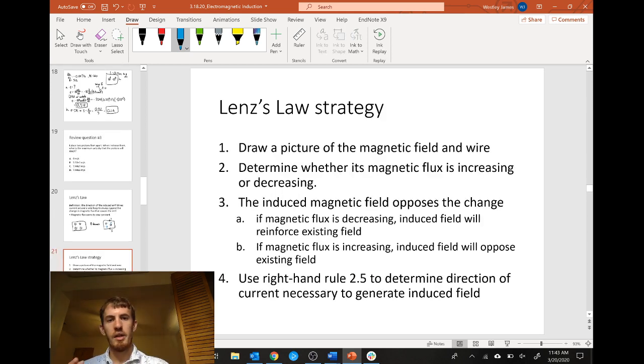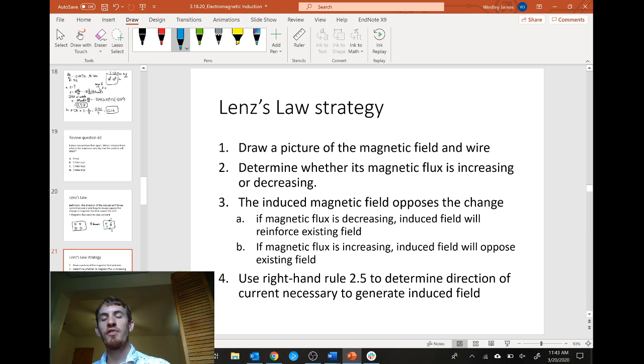Okay, so here's the strategy. You're going to draw a picture, as always. Draw a picture of the magnetic fields that exist currently in the wire. Determine whether its magnetic flux is increasing or decreasing. Another way to word this: determine whether I'm getting more magnetic field arrows through the loop, or less. When you're thinking about magnetic flux, just think of it as the number of magnetic field lines going through it. Am I losing them or am I gaining them?